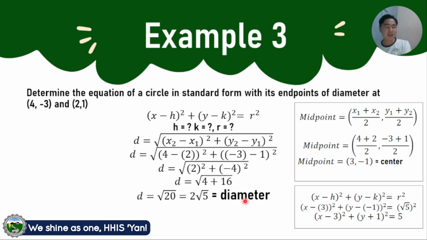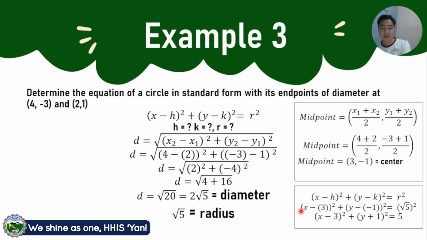So, ang diameter, hindi natin kailangan. Kailangan natin ay radius. Ang radius natin, kalahati ng diameter. So, if we divide the diameter by 2, we will get square root of 5, and that would be our radius, kasi nga po kalahati. So, meron na tayong center, meron na tayong radius. Pwede na nating isalpak sa ating center radius form. So, ang h natin ay 3, ang k ay negative 1, at ang radius ay square root of 5.